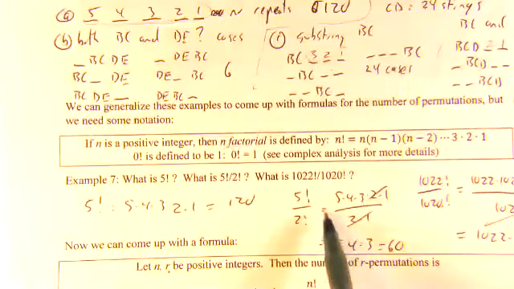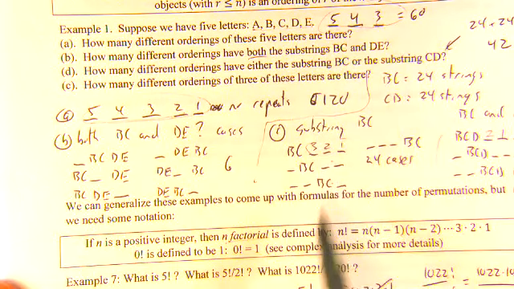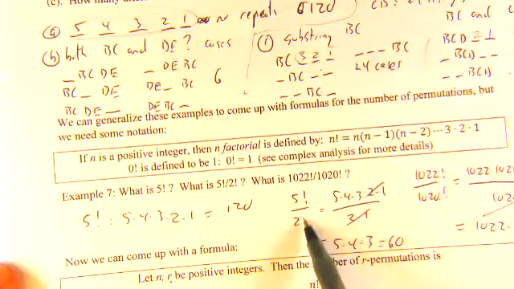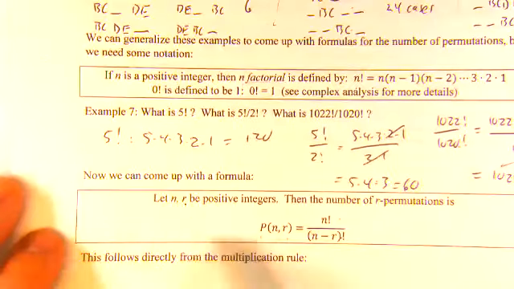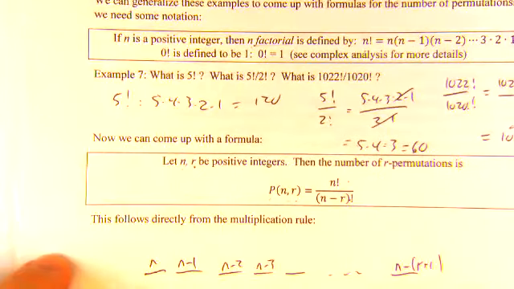So 5 times 4 times 3, right? That's 5 factorial divided by 2 factorial. So this just comes straight from the multiplication principle, right? You multiply down to a certain point and you terminate it.